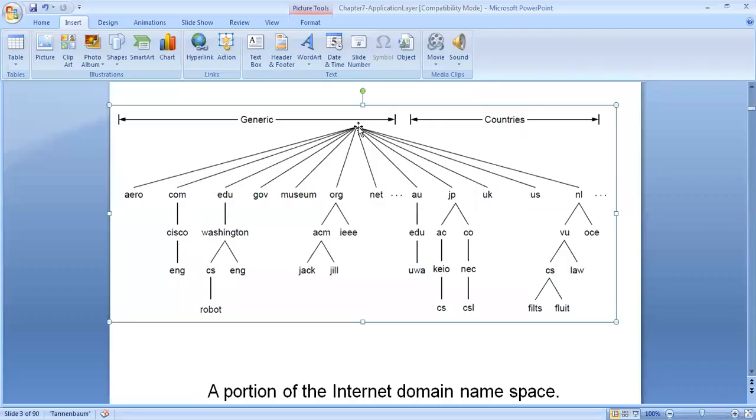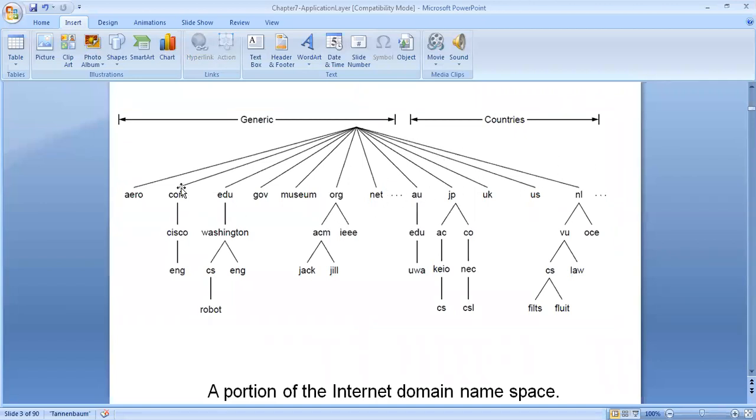Let us consider this is the root domain, and in that we have generic and countries. These are further specified into com, edu, government, museum, and so on. Let us say I want to find Washington. In Washington there is a CS department and an English department. This is the tree-like structure, where we have the leaves, the endpoints. These are the subdomains. Subdomains can have further domains like Washington, ACM, and so on. This is just one example they have given.